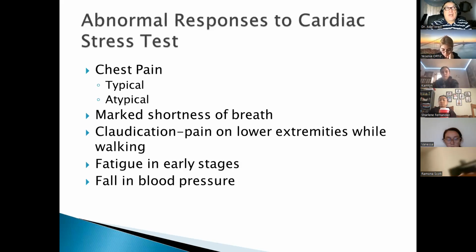Then we have another response, which is shortness of breath.